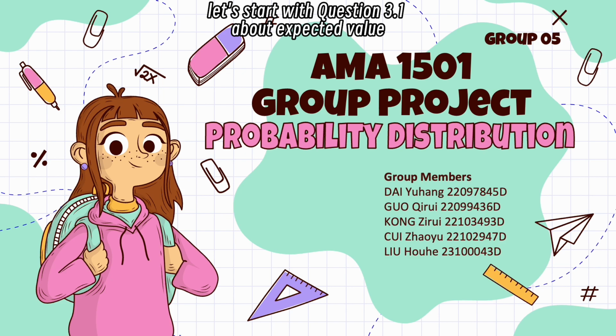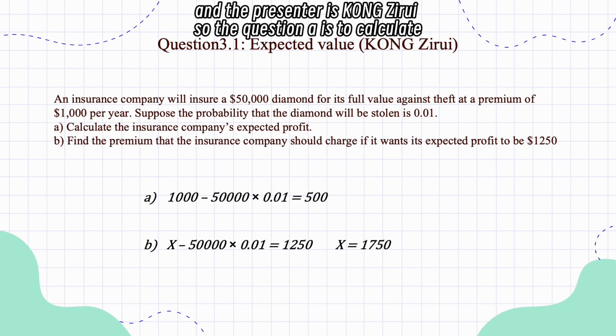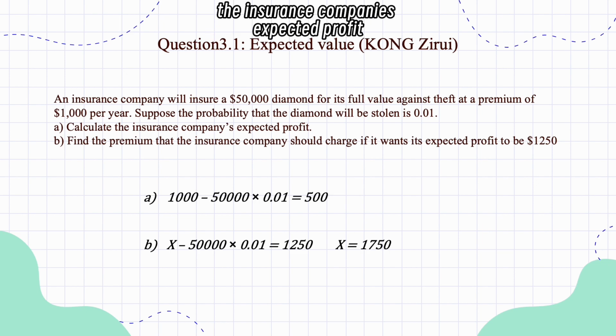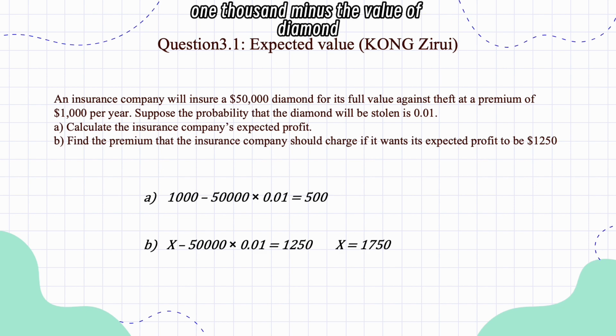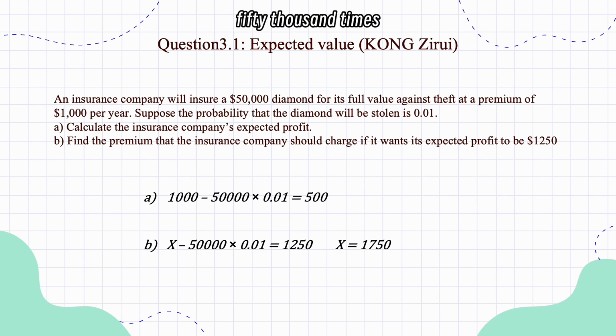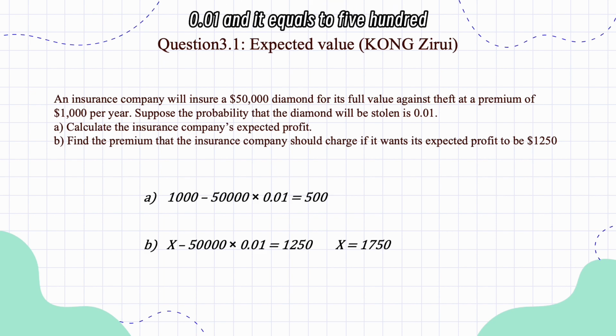So now, let's start with question 3.1 about expected value, and the presenter is Zirui. Question A is to calculate the insurance company's expected profit. We just use the premium per year, 1,000, minus the value of the diamond, 50,000, times the probability that the diamond will be stolen, 0.01, and it equals 500.